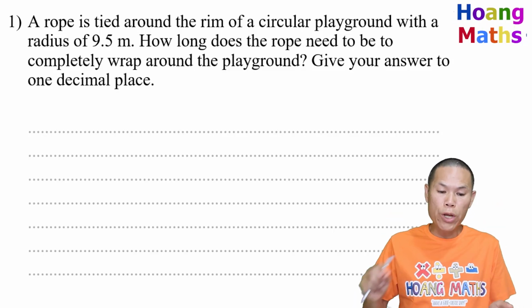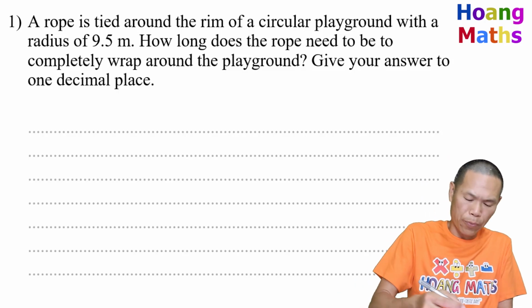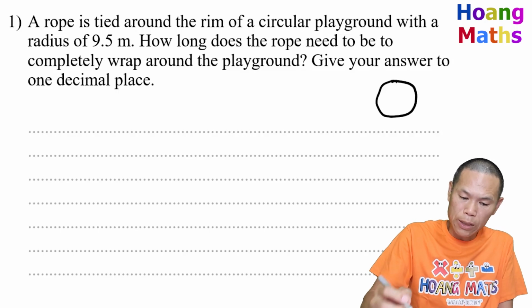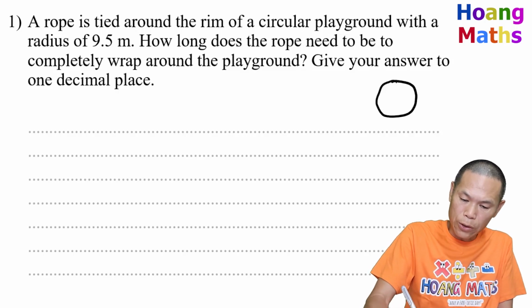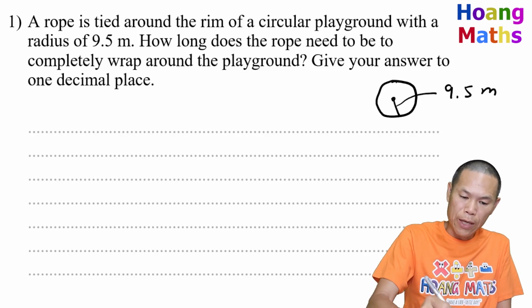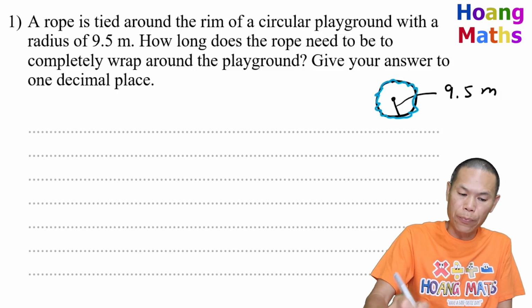First of all, we know that the radius of the circle, the rim, if you like. Let me just draw it out here. So we have a circular rim here, and the radius is 9.5 meters. And we need to work out the length of this circle.